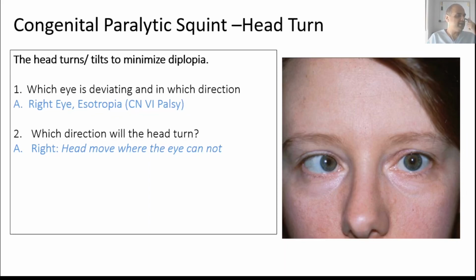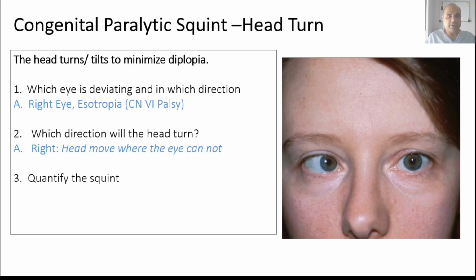And since the right eye is esotropic, the left eye would turn outwards, so that relatively between the two eyes, there is no squint anymore. And this would minimize diplopia. And that is how you determine in which direction the head would be turned when a person has a congenital squint, or even an acquired squint. But in an acquired squint, the patient is able to tell you. In a congenital squint, the person would simply keep the head turned in that direction because they have just learned to do it, because they've had this problem since birth.